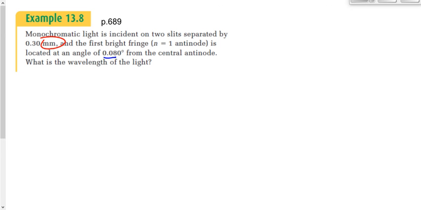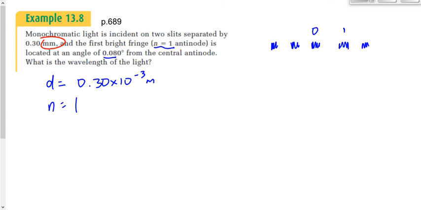All right, we got a distance between the slits here of 0.30 millimeters, or 0.30 times 10 to the minus 3 meters. We're going to say n is equal to 1, not because this says n is equal to 1, but because it's between the central antinode and the first bright spot. It's like this, right? Draw it out. This is your central antinode right here. This is your first bright spot. 1 minus 0 is 1. n will be equal to 1. Theta is 0.08.